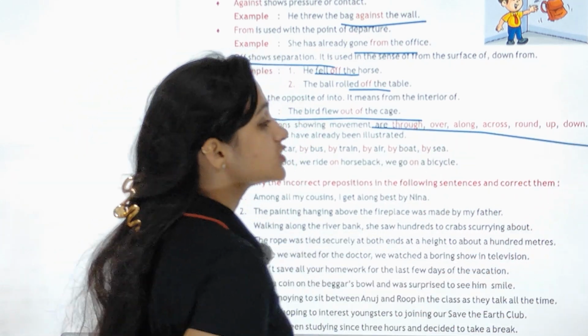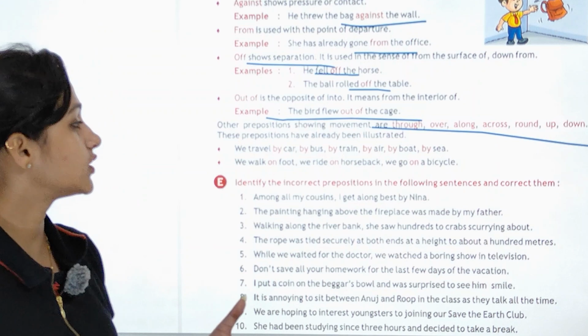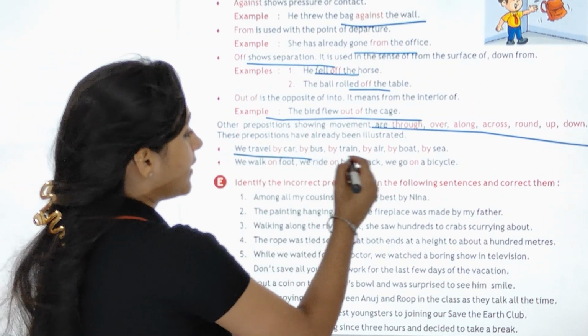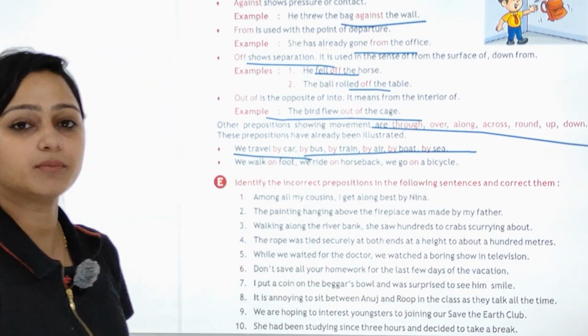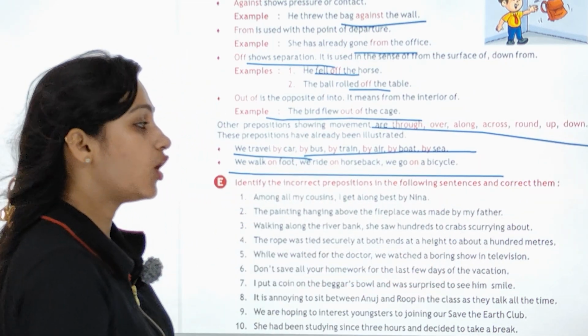So other prepositions showing movements are through, over, along, across, round, up, down. These prepositions have already been illustrated, like we travel by car, by bus, by train, by air, by boat, by sea. We walk on foot, we ride on horseback, we go on bicycle.